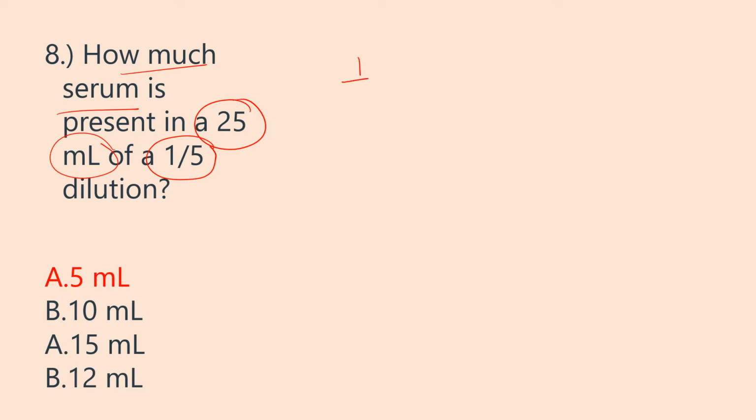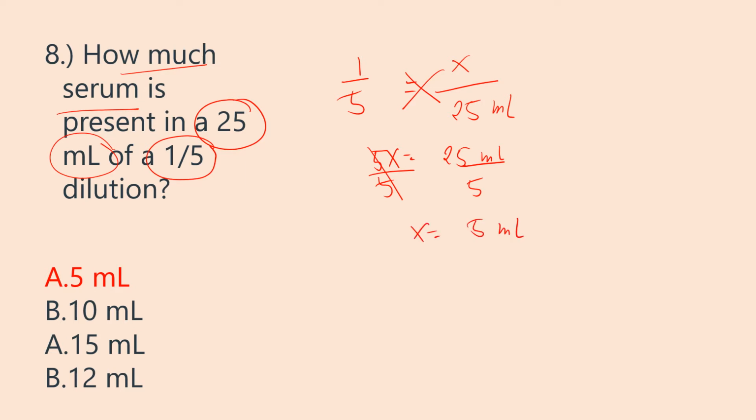So you have here 1 over 5, which is equal to x as the volume of your solute, and then you have 25 ml as the total volume of the solution. So you do cross multiplication. So you have 5x is equal to 25 ml, and you are going to divide both sides by 5. So you have x is equal to 5 ml. So therefore, the amount of serum present in a 25 ml of a 1 over 5 dilution is 5 ml.